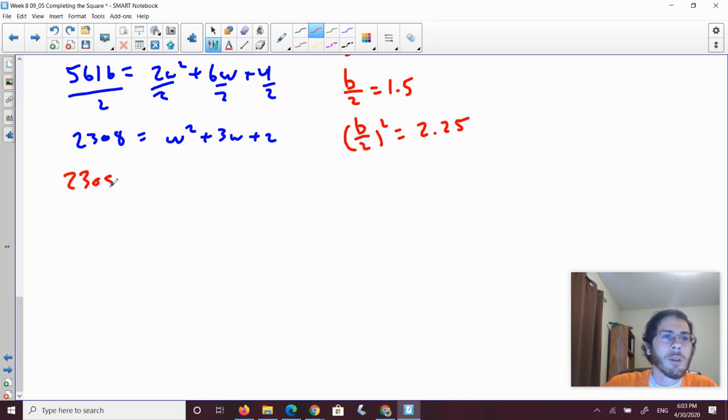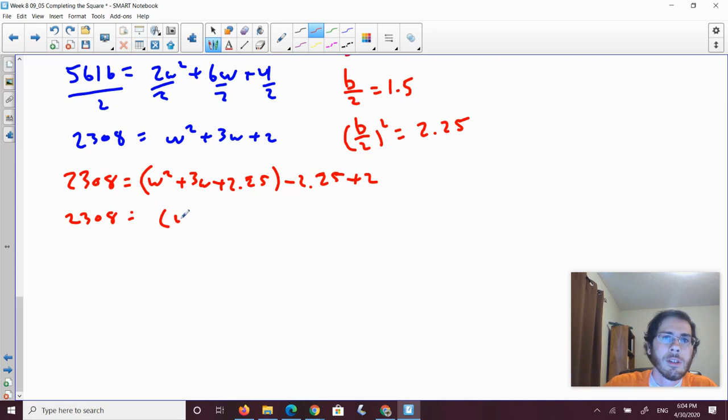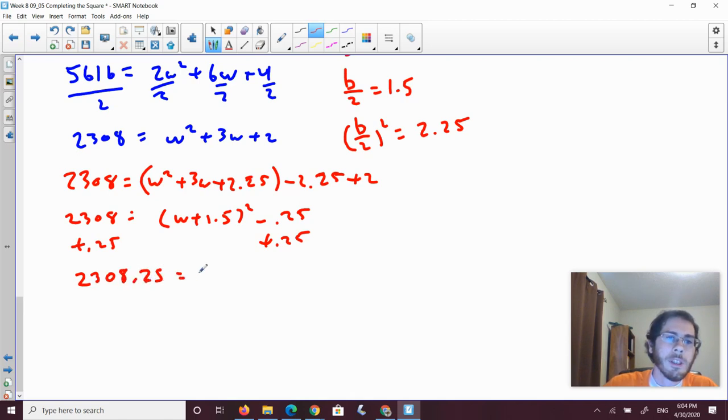So 2308 equals w squared plus 3w plus 2.25 minus 2.25 plus 2. So 2308 is w plus 1.5 squared minus 0.25. Add 0.25. So 2308.25 equals w plus 1.5 squared. Yeah, so at this point, I don't know the square root of 2308.25. So I'm stuck with going to the calculator.